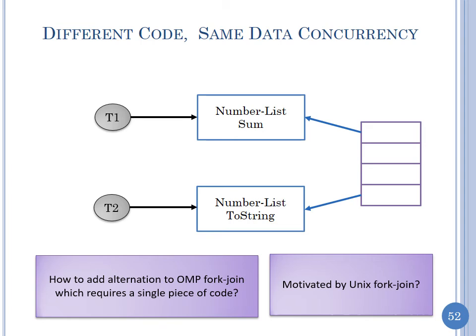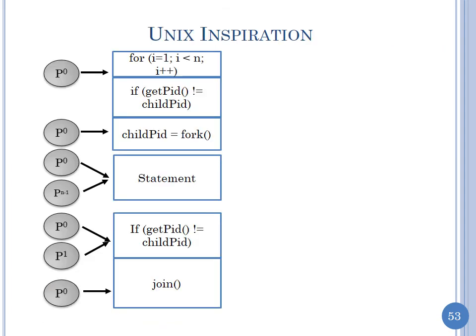Okay, again, become language designers. I have the OMP parallel construct, I have the critical construct. I just want to add something to it so that I can do this problem in particular and do different code, same data concurrency in general. So Unix inspiration, as Randy mentioned, just as Unix does, we can go and find a thread ID and then use the thread ID to decide what to do, okay? Which is what we do in Unix.